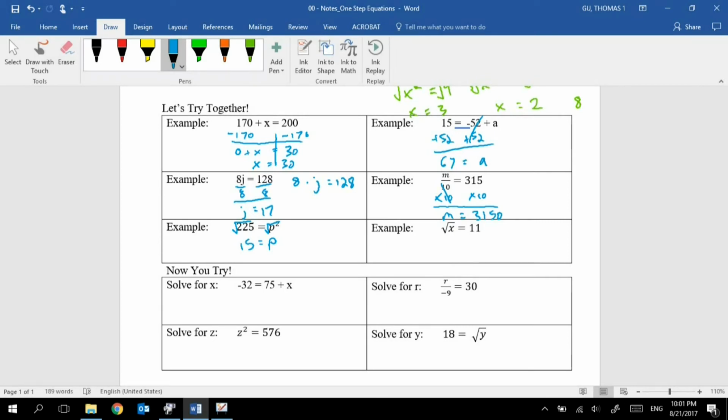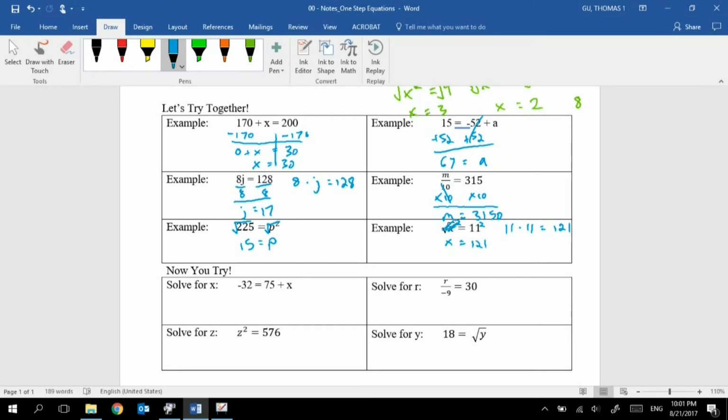All right, and now we're down to the last one. Well, look, if square rooting is the opposite of using an exponent, then what's the opposite? What do we got to do here? We have to square both sides. We're going to square both sides. That gets rid of this square root right here. Scribble, scribble, scribble. Now we have x equals 11 squared. What's 11 squared? What's 11 times 11? That equals 121. So now we're going to put 121 here, and x equals 121.